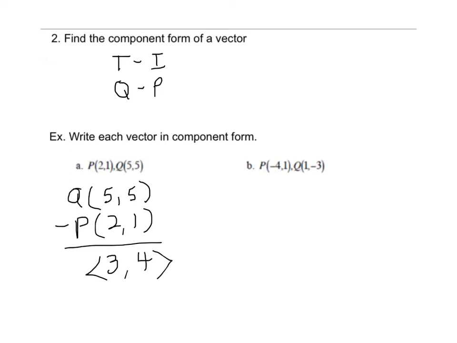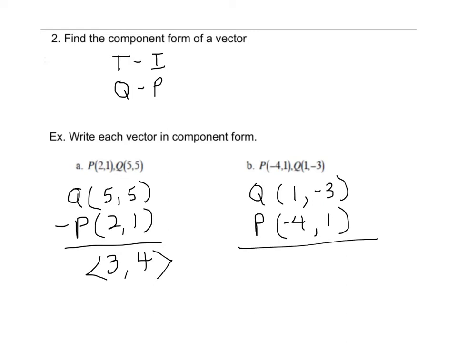Okay, to find this one over here, we're going to do Q minus P, and you'll notice that when it's not in component form, they just use the parentheses. So I do terminal minus initial. So this is going to be 1 minus a negative 4, which is 5. Negative 3 minus 1 is negative 4. And the component form of that vector is ⟨5, negative 4⟩.